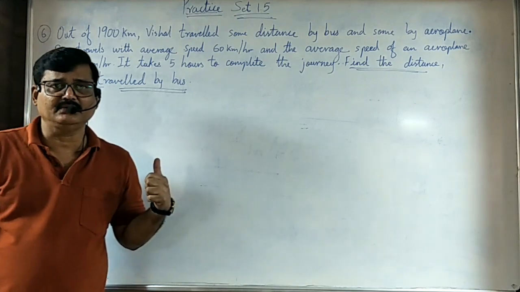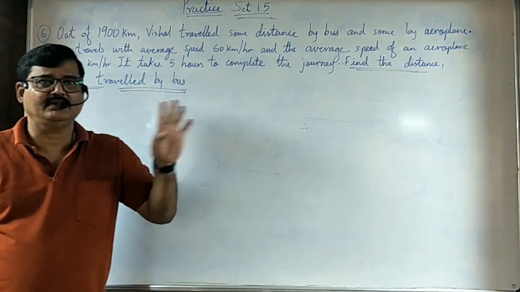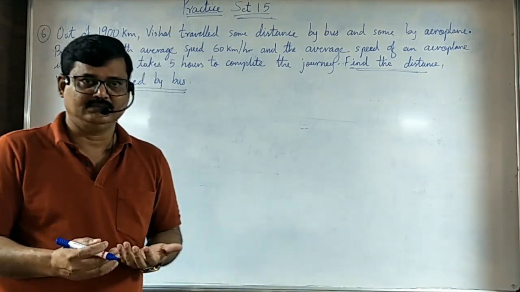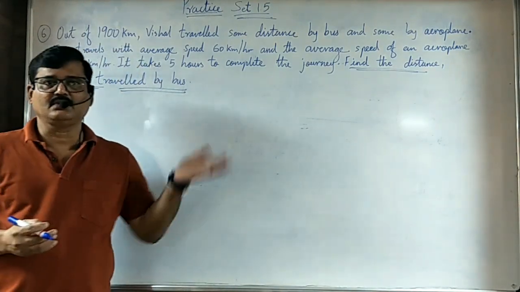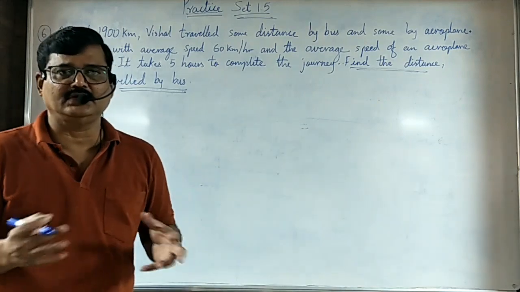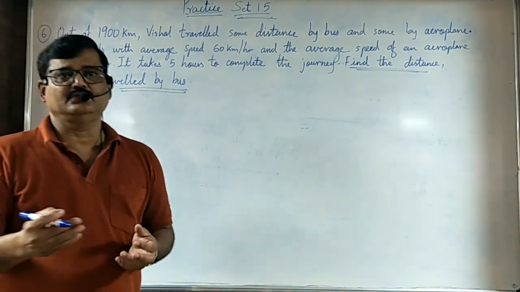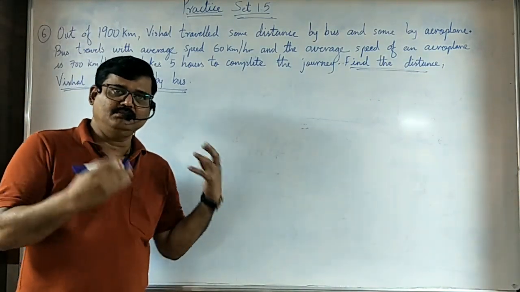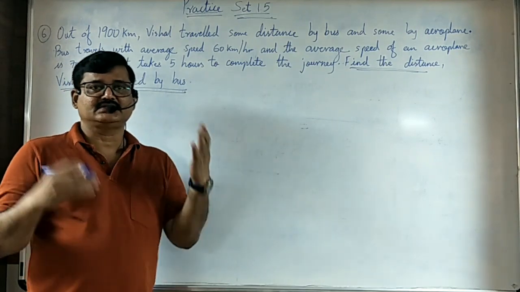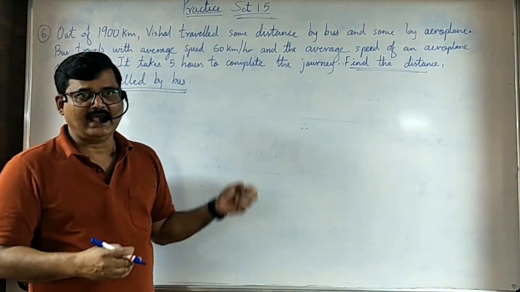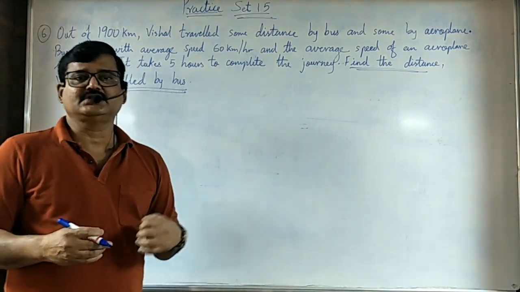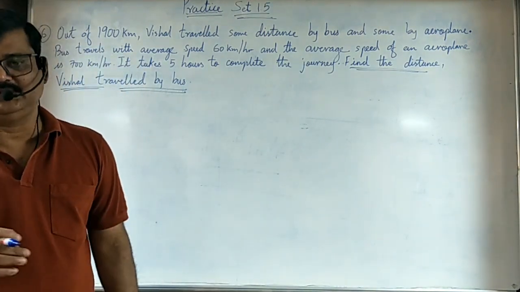But here you can see that Vishal is not only traveling by bus, he is also traveling by aeroplane. So we require two things for the linear equations. Even if we don't need the distance traveled by the aeroplane, let it be. We will try to keep both. Let the distance traveled by bus be x kilometer and the distance traveled by the aeroplane be y kilometer.